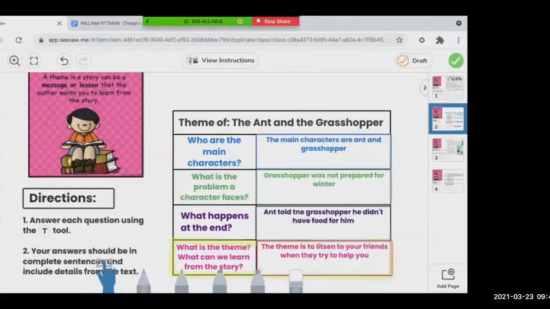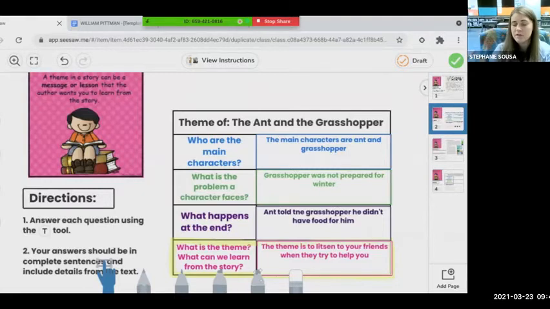Okay. So the theme that I put is to listen to your friends when they try to help you. Perfect. And we learned that because Ant tried to help Grasshopper. Grasshopper didn't listen and he wasn't ready. Lovely. Steve Rogers, would you like to read your sentence?